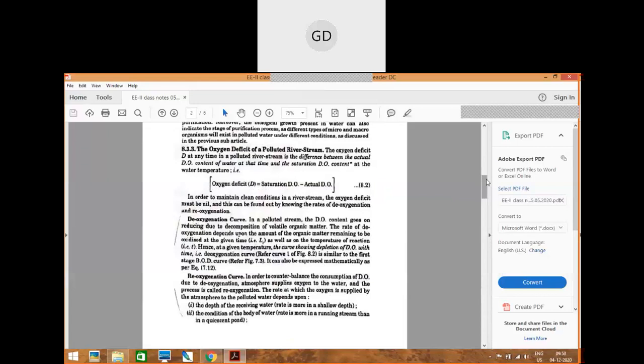So what is the topic? It is the oxygen deficit of a polluted river stream. That means how much oxygen is less. Deficit means less, minus, something is lower. So the oxygen deficit is termed as capital D.